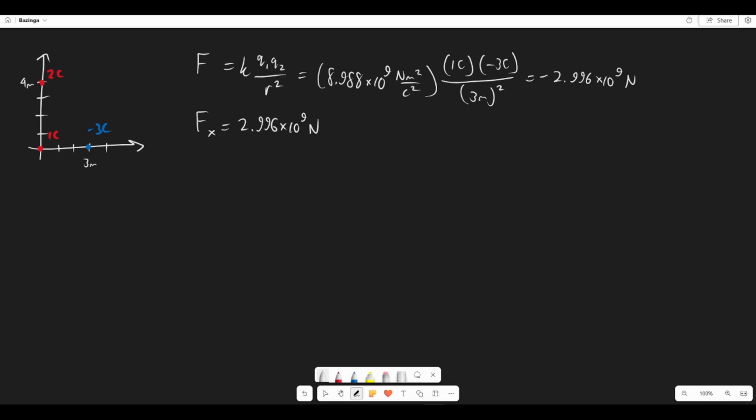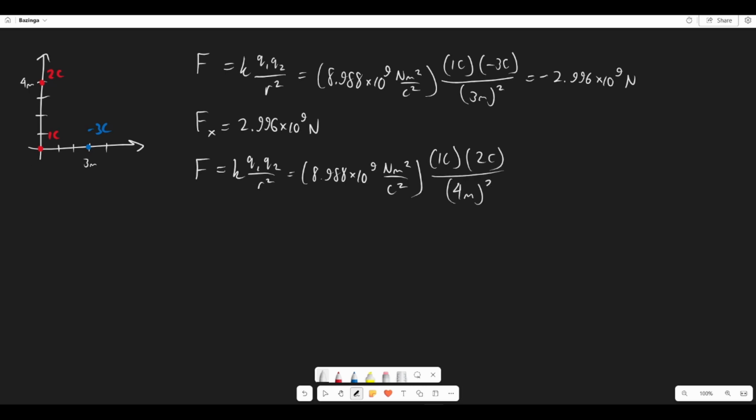Now for the y component, we calculate the Coulomb force using the same formula. However, in this case, the two charges are the 1 Coulomb charge and the 2 Coulomb charge, separated by a distance of 4 meters. Plugging this into a calculator yields 1.124 into 10 to the power 9 newtons.